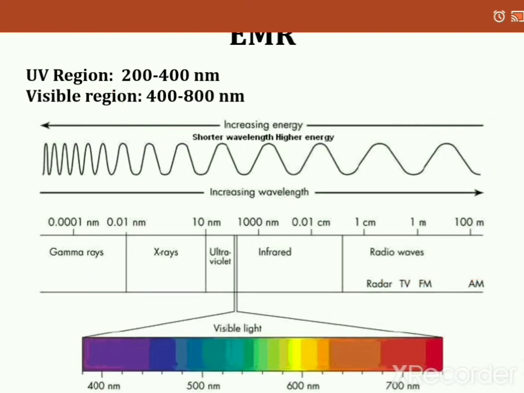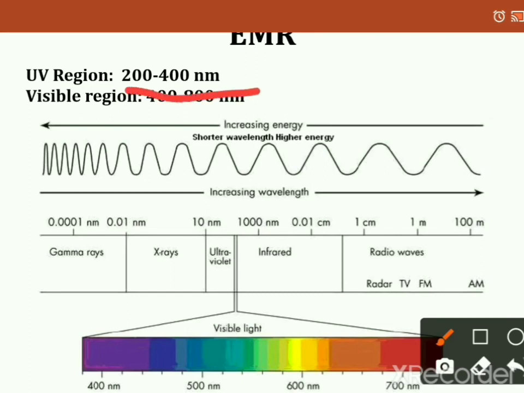The ultraviolet region is between 200 to 400 nanometer, while visible radiation is between 400 to 800 nanometer. Visible light is further subdivided into different regions, like 400 nanometer, which is represented by purple color, 500 nanometer, which is around between green and blue color, 600 nanometer, which is yellow in color, and 700 nanometer, which is red in color.